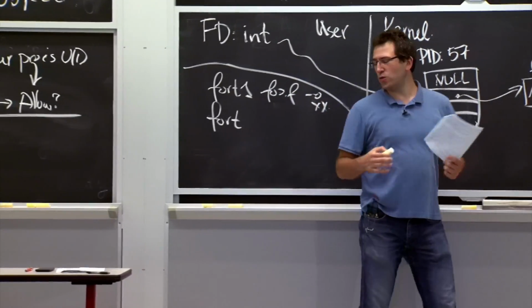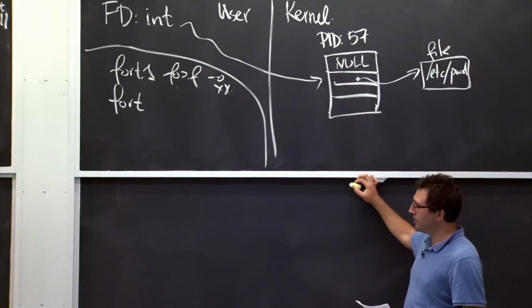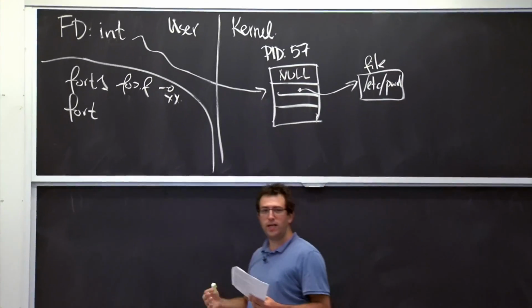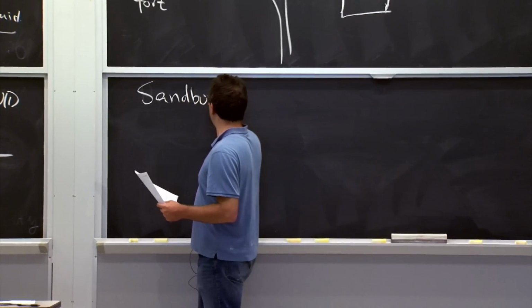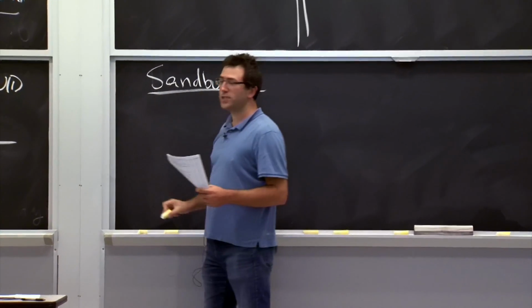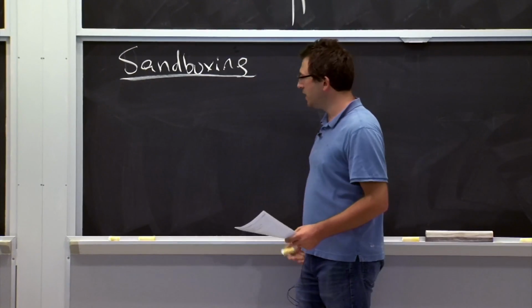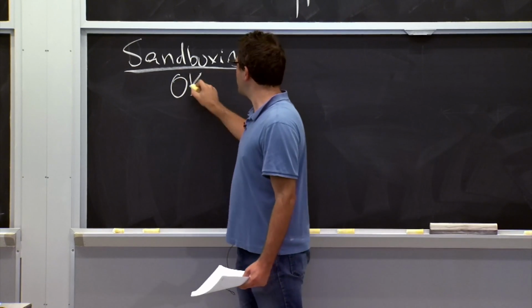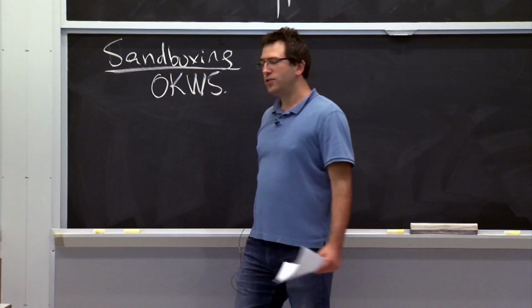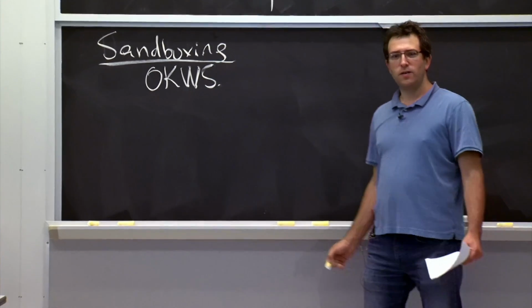So they would like to reduce the privileges of different components of that application. In that sense, the story is very similar to OKWS, right? For sandboxing, you have some large application, you break it up into components, and you want to limit what privileges each component has. So where does this make sense? OKWS is clearly one example. What are other situations where you might care about privilege separation?